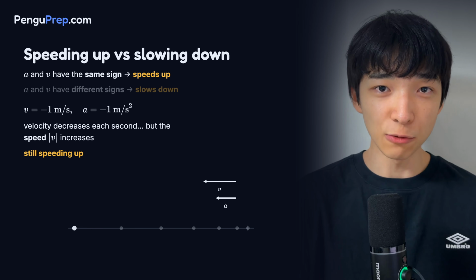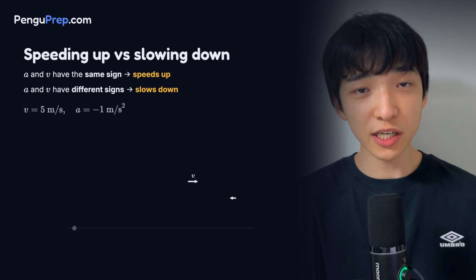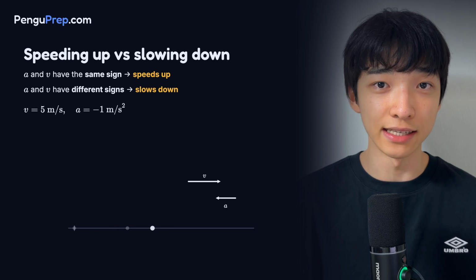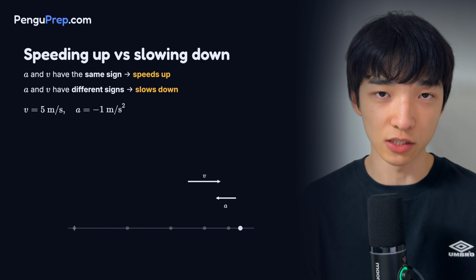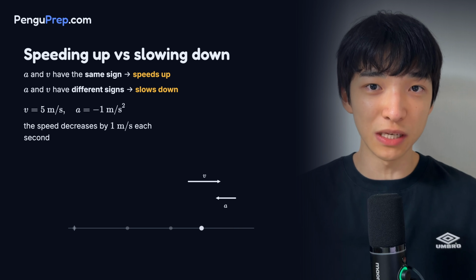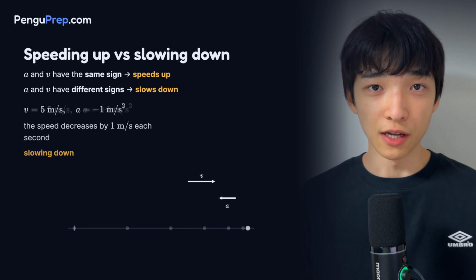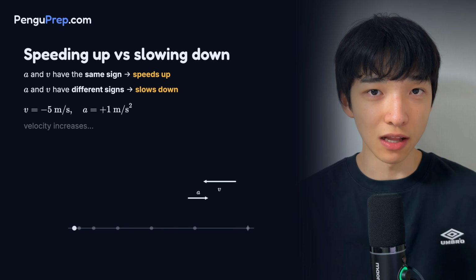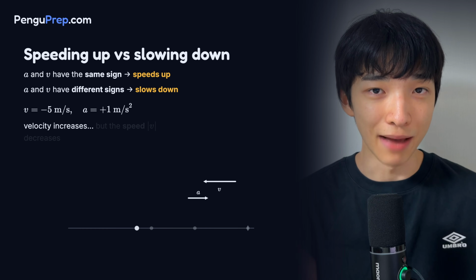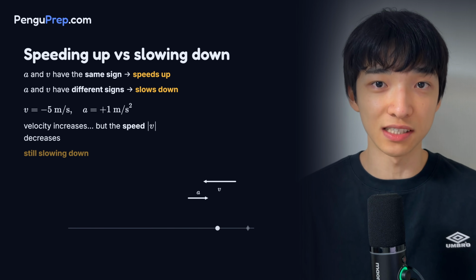When an object's acceleration and velocity have different signs, an object is slowing down. For example, if an object has a velocity of 5 meters per second and its acceleration is negative 1 meter per second squared, then each second, the object's magnitude of velocity, that is the speed, is decreasing by 1 meter per second, so the object is slowing down. If an object has a velocity of negative 5 meters per second and its acceleration is positive 1 meter per second squared, then despite its velocity increasing each second, the magnitude of the velocity, that is the speed, is decreasing each second, so the object is still slowing down.